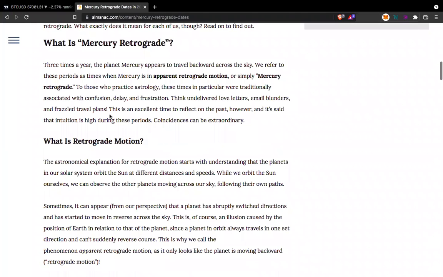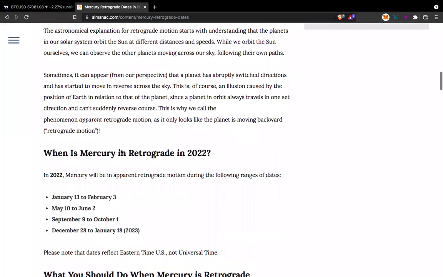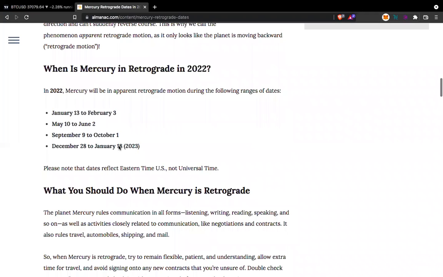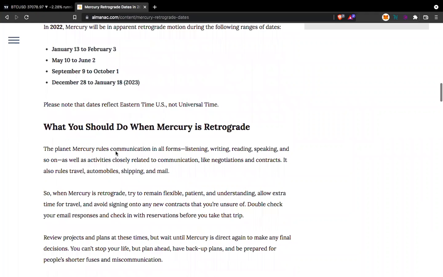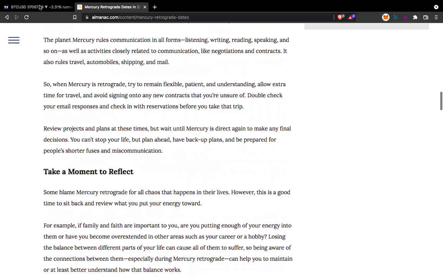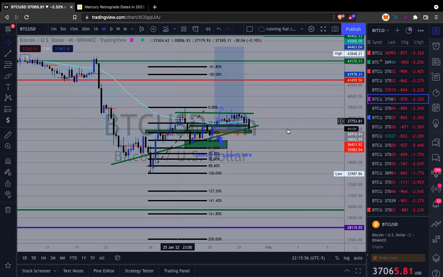I don't practice astrology, so I don't really want to get too deep into all this, but what I've noticed in terms of the market is that this is a weird time in the market. People make bad decisions, people say dumb things, and people do dumb things. It's really hard to read the markets. And ever since Mercury went into retrograde, let me show you something here.